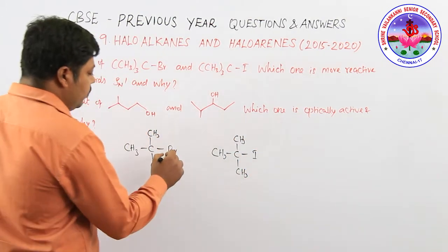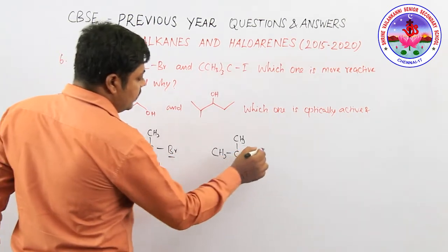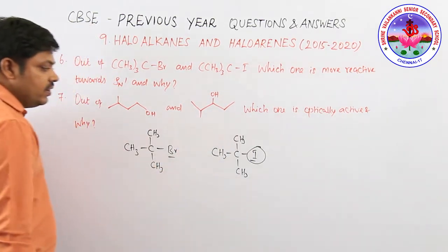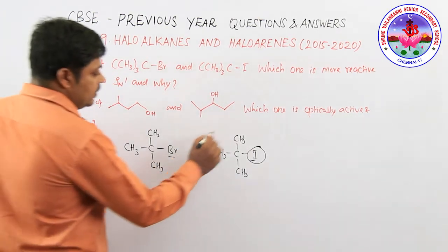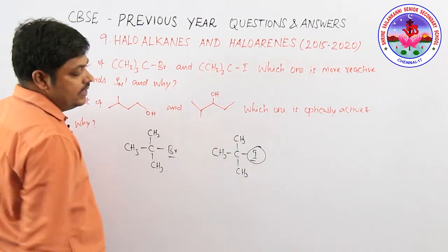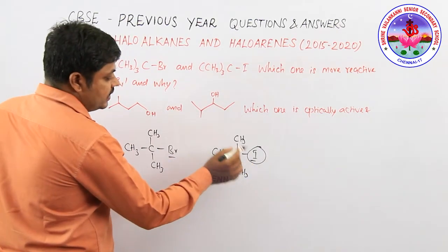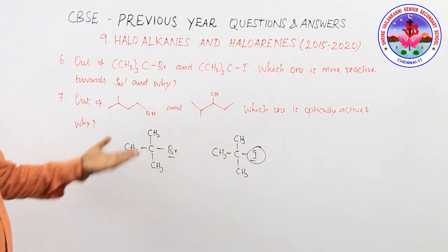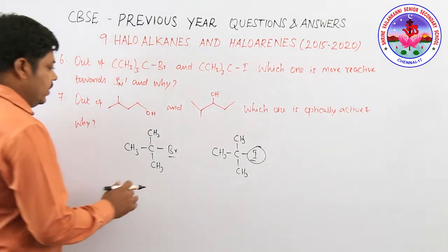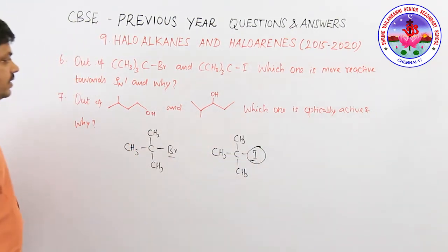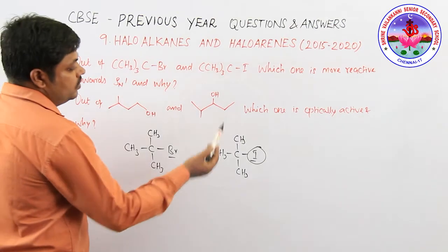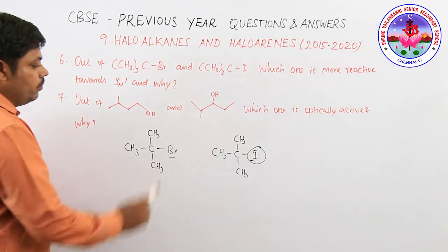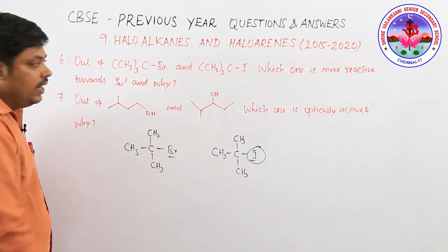Compared to this and this, iodine is a better leaving group and it has a low bond dissociation enthalpy. That is why this is more reactive towards the SN1 reaction. Because of the low bond dissociation enthalpy, and due to bond length also, this is one of the reasons. The reason is low bond dissociation enthalpy, and iodine is a better leaving group compared to bromine because of the size and the bond length also.